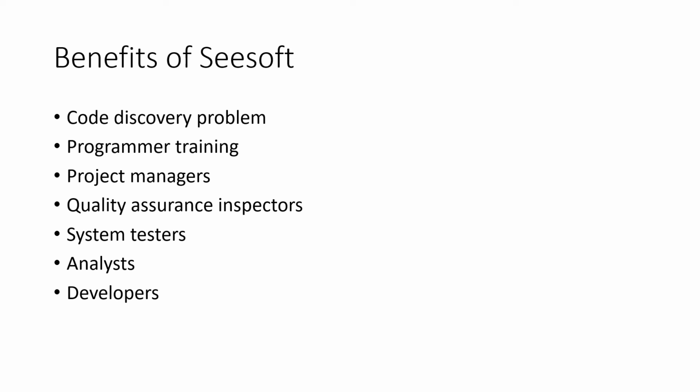The code discovery problem is when programmers must study the current code to determine which files contain an existing functionality and which lines to change within these files to meet additional requests. This is a difficult and time-consuming process. By using CSoft, a programmer can determine which lines were created to deliver an existing functionality, the programmer who created the lines of code, and the purpose of the nearby lines.